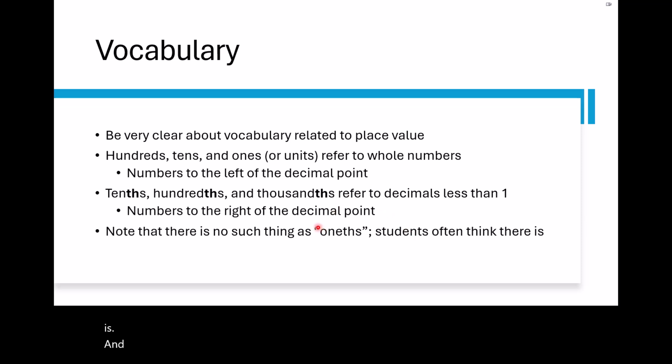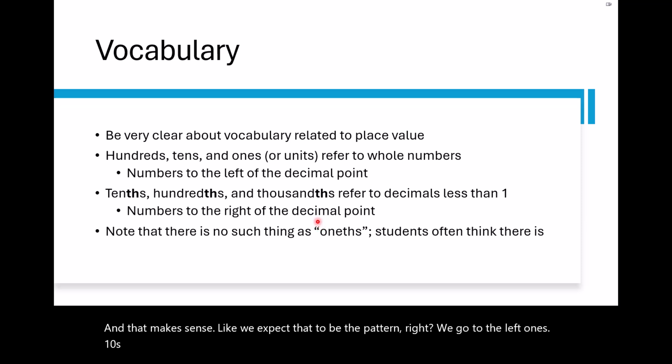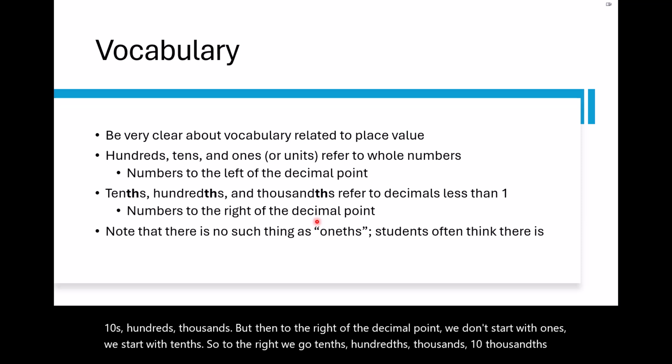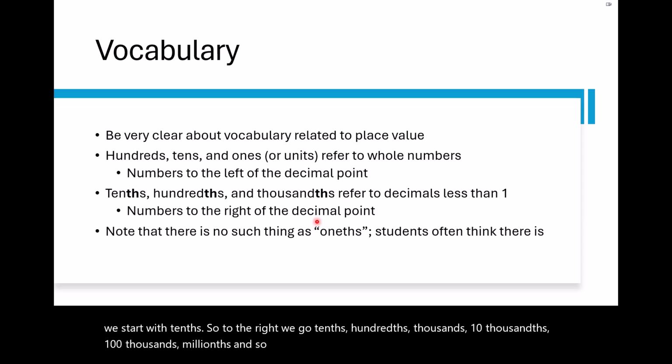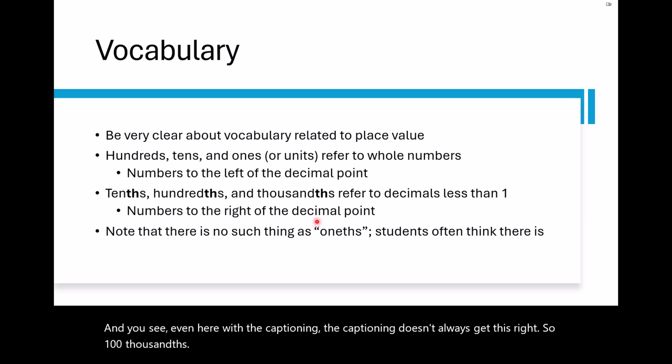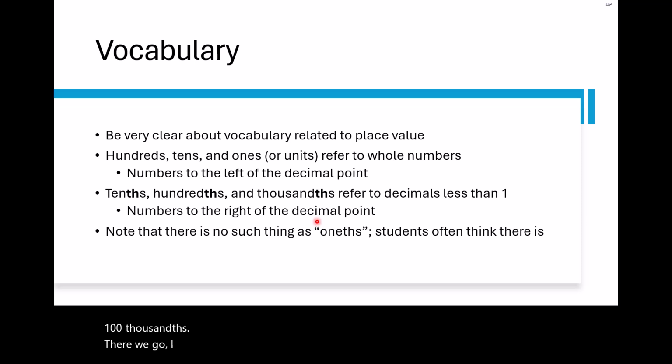And that makes sense. We expect that to be the pattern. We go to the left: ones, tens, hundreds, thousands. But then to the right of the decimal point, we don't start with ones, we start with tenths. So to the right, we go tenths, hundredths, thousandths, ten-thousandths, hundred-thousandths, millionths, and so on. And you see even here that the captioning doesn't always get this right. Hundred-thousandths, there we go. You have to really enunciate this and, again, use it spelled out as you're talking about it.